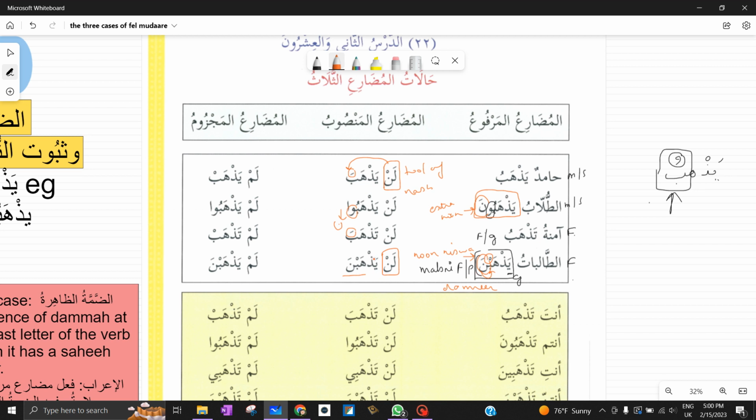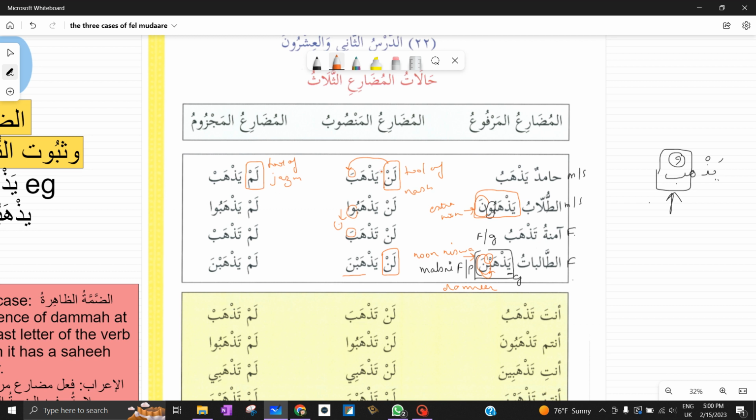Now, all these cases are for the nasb, and now we move on to the mudaare majzoom. How does it change from mansoob to majzoom? Just before the present tense, you will see the particle or the tool of jazm, or adatul jazm.